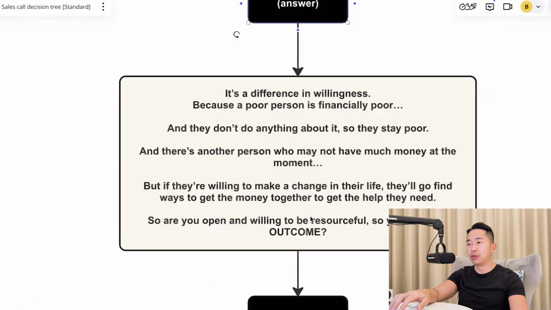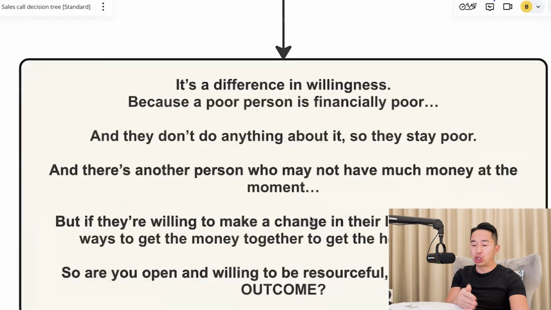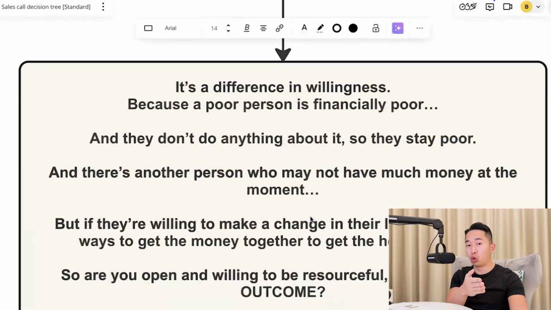So let's break down what we did. Difference between resources versus resourceful. So resources, they don't have the money right now. Being resourceful doesn't mean you don't have the money forever. Like there are literally people in the world running marathons without legs, right?